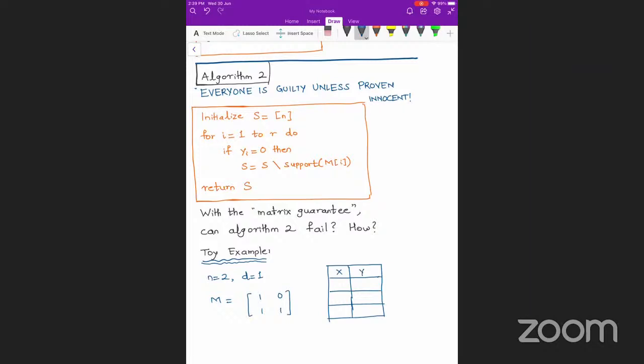And if yi is 1, then I don't do anything, because I'm not in a position to let anyone off the hook. You can't decide which one is infected. So this is the algorithm. Now the question is whether it will work or whether it will fail, and if it fails, when does it fail precisely?